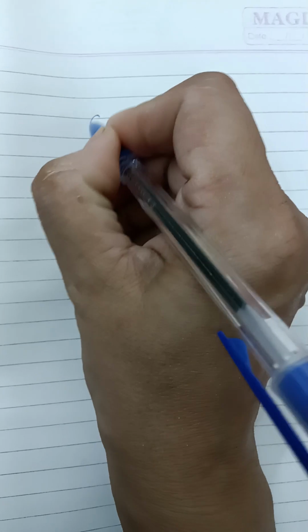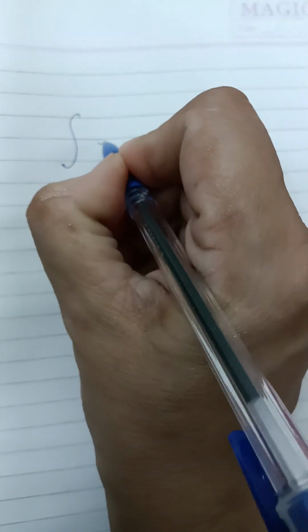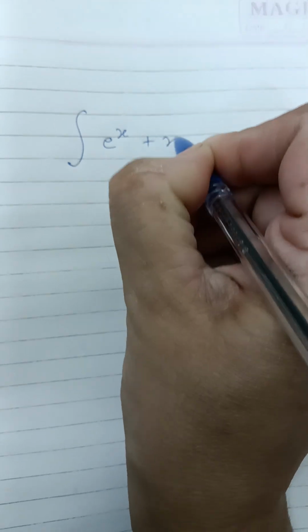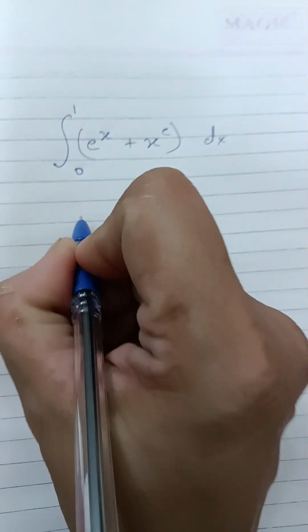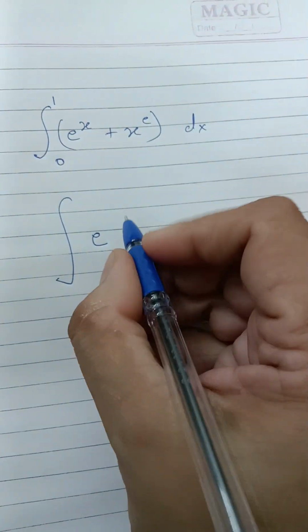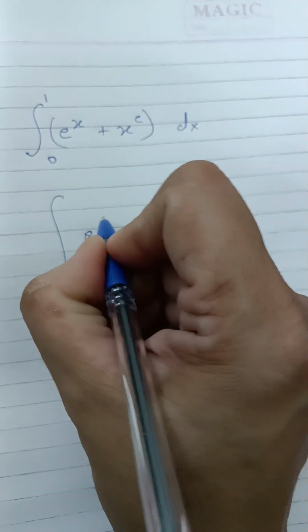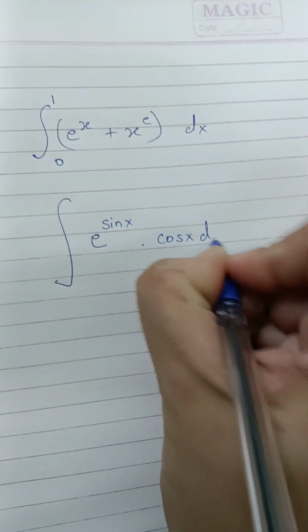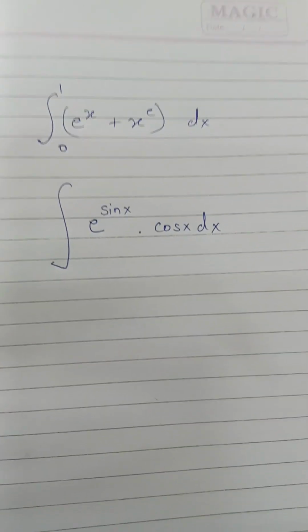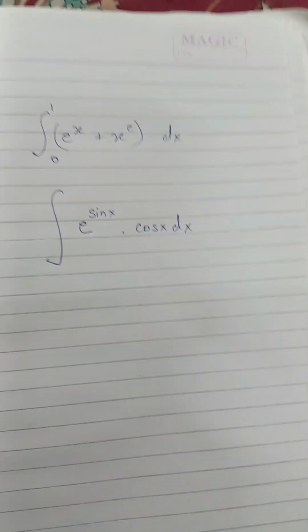I came across two very interesting questions today. One was the integral of e raised to x plus x raised to e dx, a definite integral from 0 to 1. Another was the integral of e raised to sin x into cos x dx. So I'm going to solve these two questions one by one. First, let me see this one.